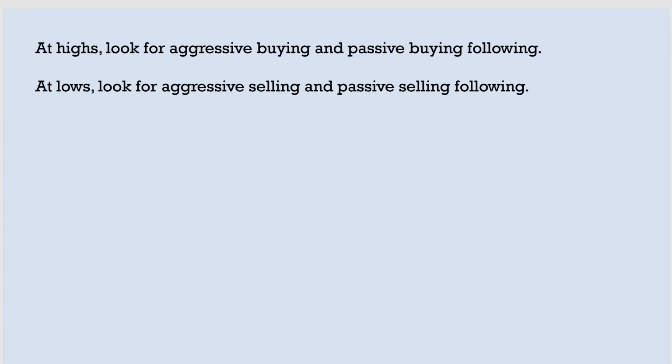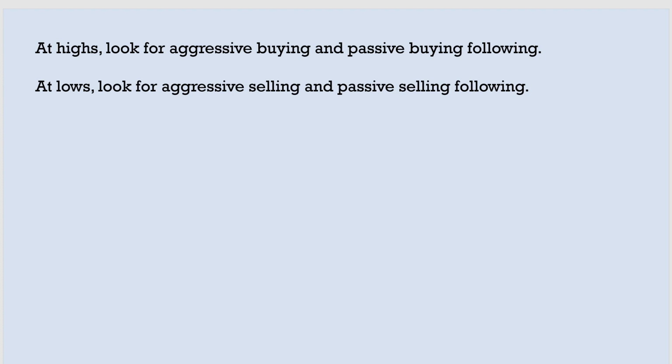So what you're going to look for is, at highs, aggressive buying, ideally imbalances, and passive buying following. What that means is people are lifting the offer and turning the market bid, supporting the market as you're taking out those highs.